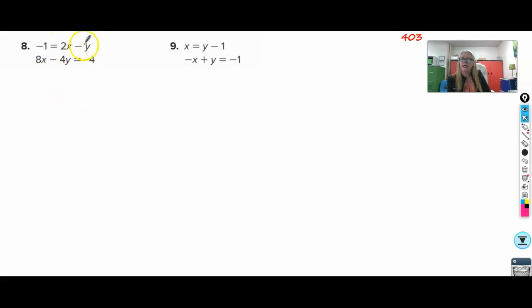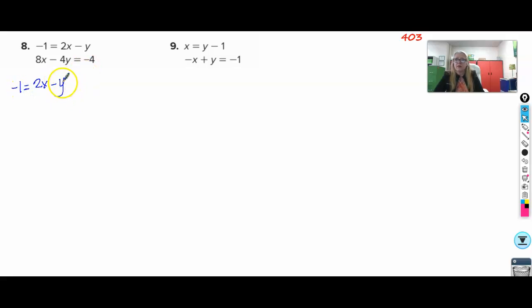Okay, number 8, I am going to have to solve for a variable because one has not been solved for. And I'm going to solve for this y. It doesn't have a coefficient. It does have a negative sign in front of it, which makes it a little more trouble, but it's still the easiest one to go after. So we're going to go with the negative 1 equals 2x minus y.